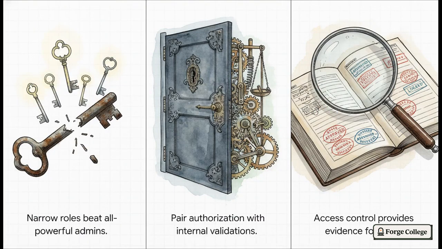Always keep these 3 rules in your back pocket. Number 1, narrow roles will always beat all powerful admins. Number 2, pair your authorization with internal validations. A lock is great, but it isn't enough on its own. You need sanity checks inside the room to prevent even authorized callers from making foolish mistakes. And number 3, strict access control provides verifiable mathematical evidence for your security audits.